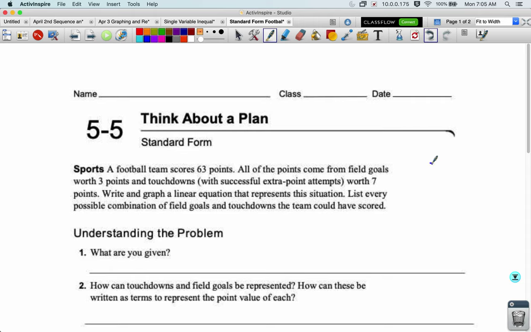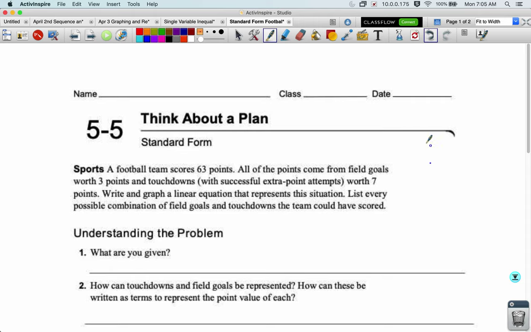A football team scores 63 points. All of the points come from field goals worth 3 points and touchdowns worth 7 points. Write and graph a linear equation that represents the situation and then list every possible combination of field goals and touchdowns the team could have scored.